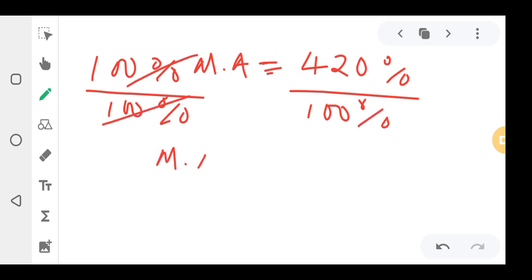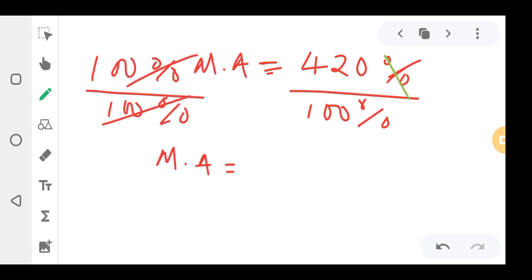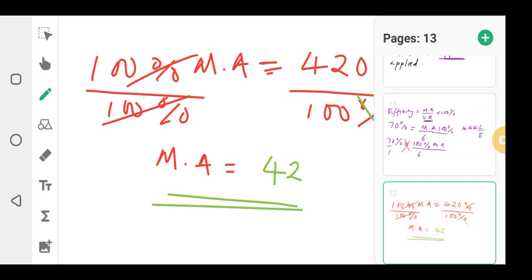So it means mechanical advantage is equal to, of course, you already know this cancels out. You have done math. So this percentage goes, this percentage goes. What is 420 divided by 100? It is 42. Okay, that is the answer. 42, not 42%, just 42. Remember I said mechanical advantage has no units. So the mechanical advantage is 42.